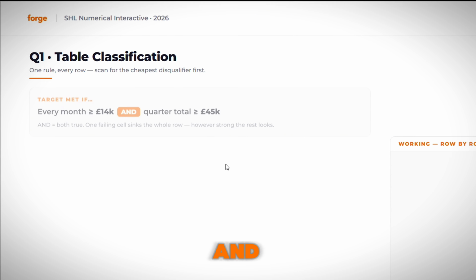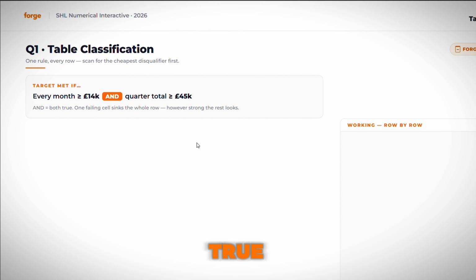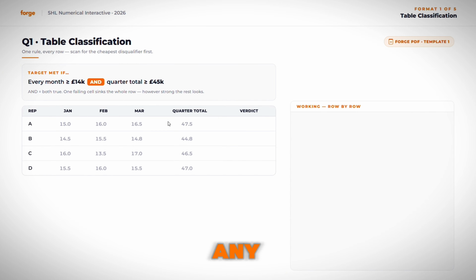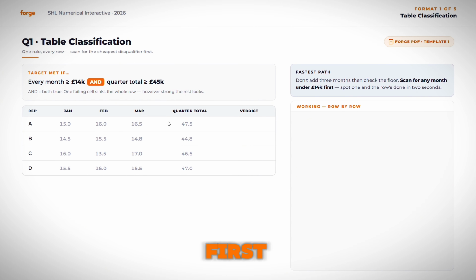Here's the thing about "and." Both parts have to be true. If even one fails, the whole row fails. So the fast way through is to check the cheapest disqualifier first. Don't add 3 months and then check the floor. Scan for any single month under 14 first. Now let's go row by row.